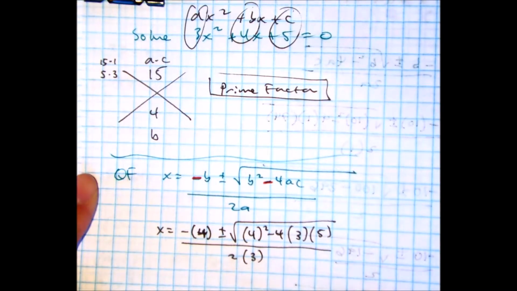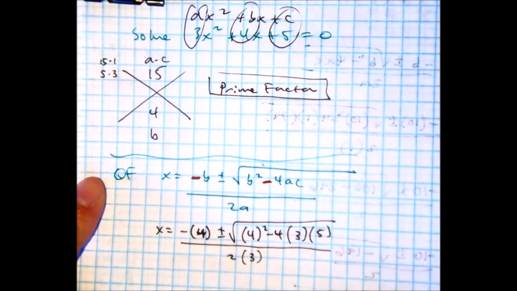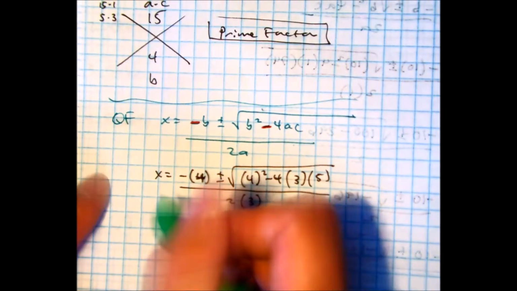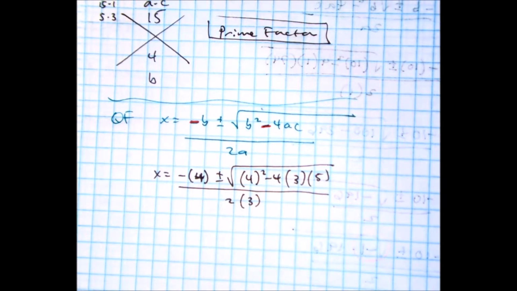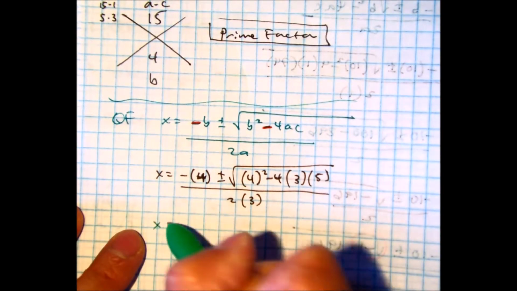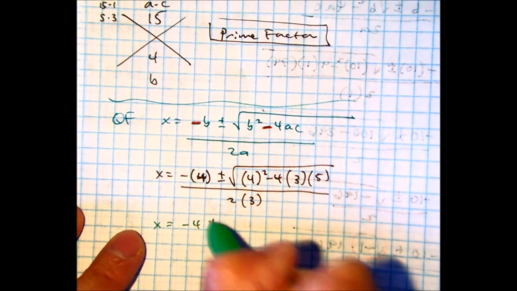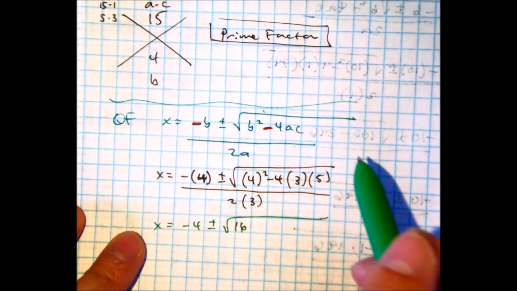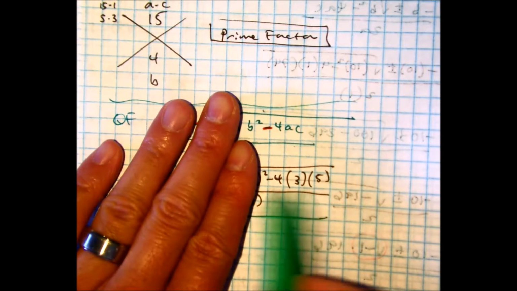So always write down the formula. I let you guys have formula sheets, right? Let's go ahead and simplify this. Samantha? How much did that one come out to be? Positive or negative?